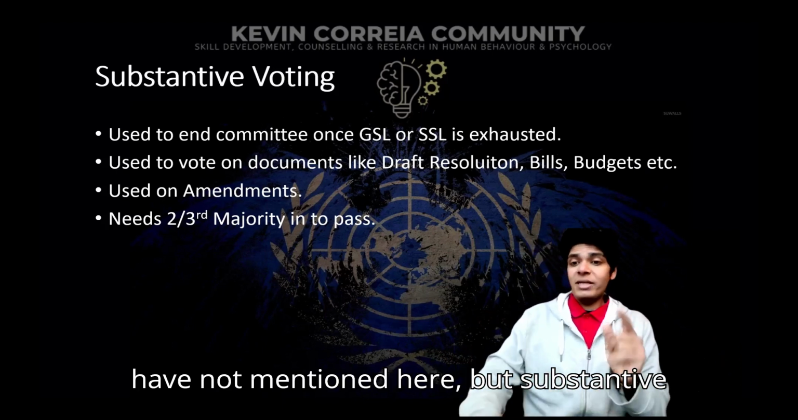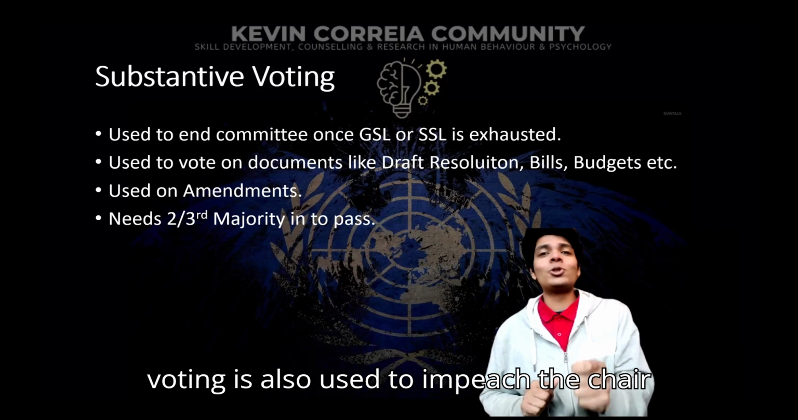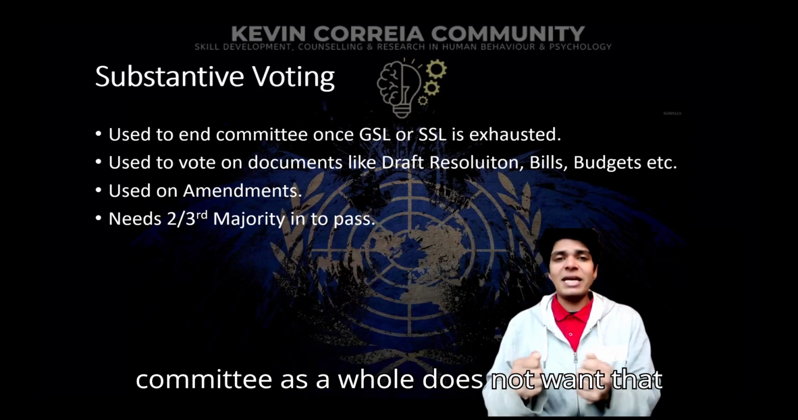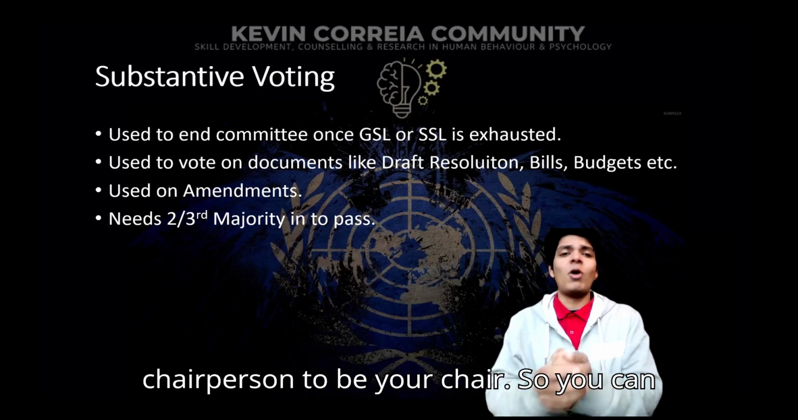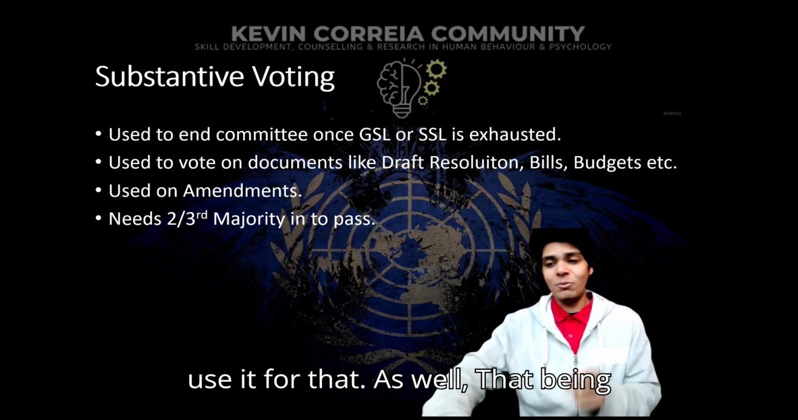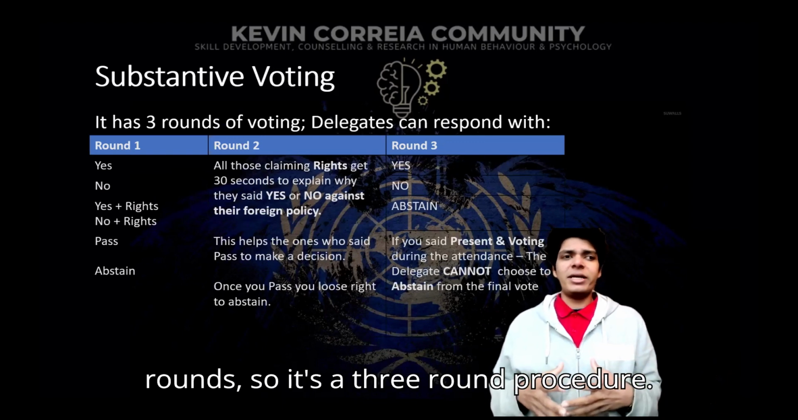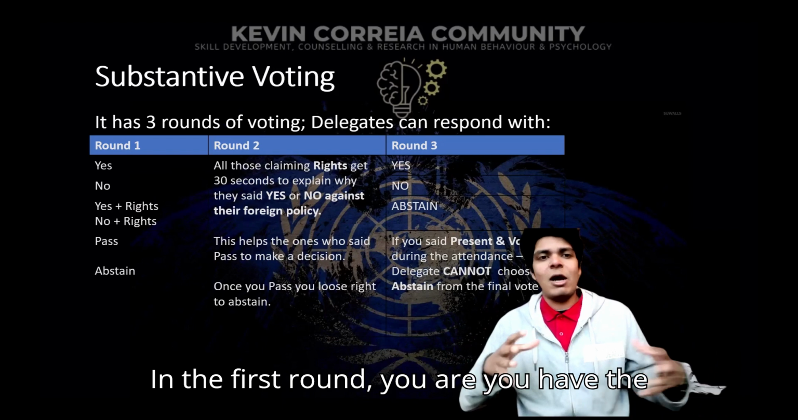Okay. By the way, I've not mentioned here, but substantive voting is also used to impeach the chair if the chairperson is making any particular mistake and your entire committee as a whole does not want that chairperson to be your chair. So you can use it for that as well. That being said, substantive voting has 3 rounds. So it's a 3-round procedure.